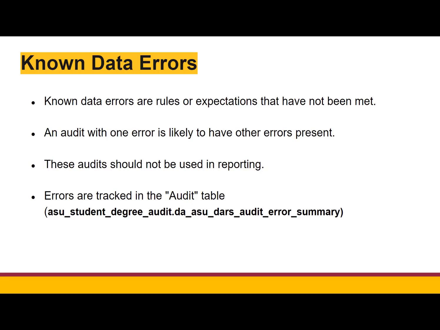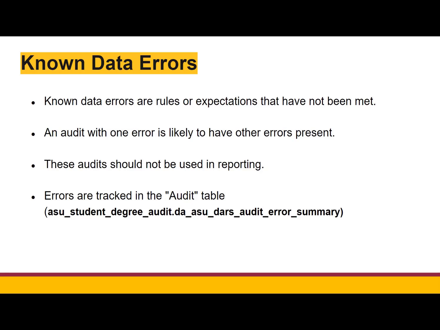Job ID, there should be one job ID for every student, DPROG, and run date. But we're finding some instances where there are more than one job ID. So that's something we've accounted for in another slide I'll talk about. But if you see one error in an audit, there's a very good chance you're going to see multiple errors. So we recommend not even using the audit. And we have handled errors in this tracking table that I make mention to.